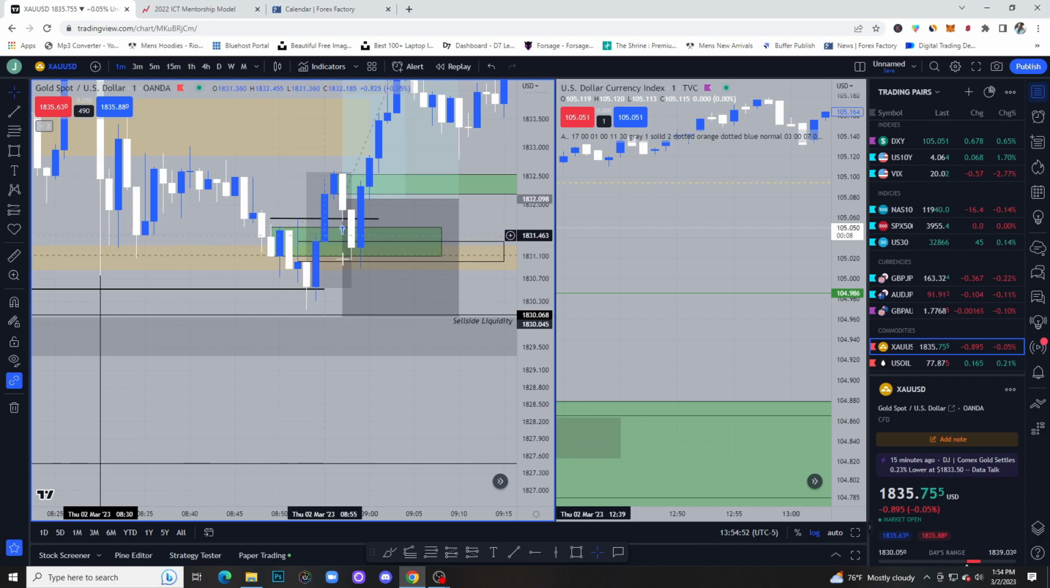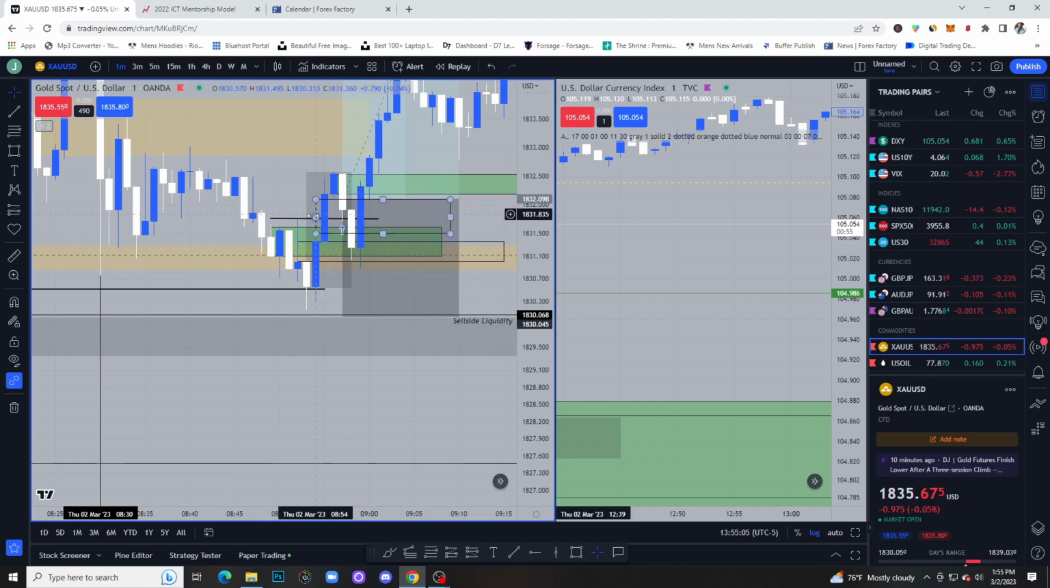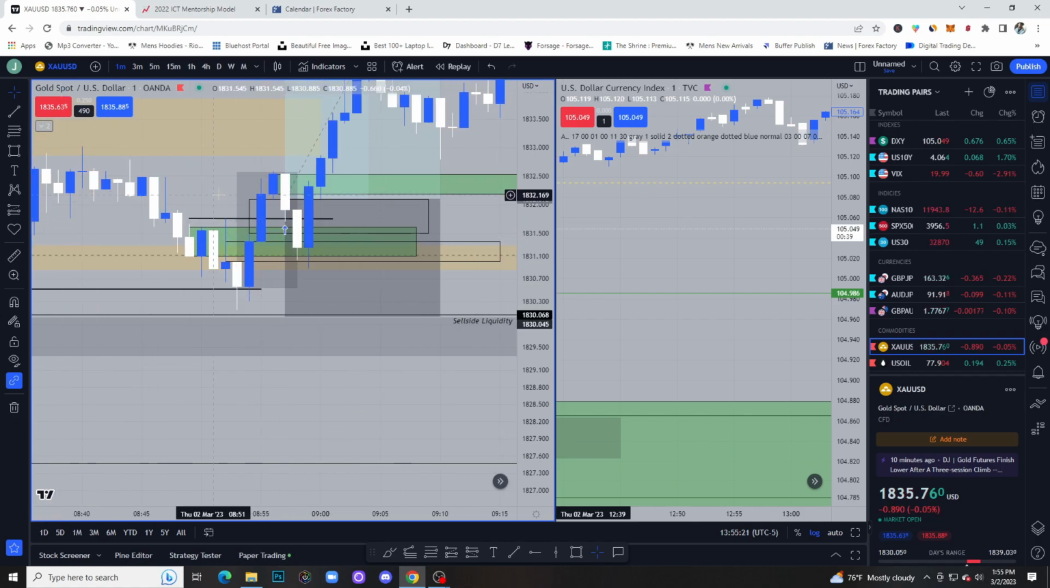Not only that, but we also have a fair value gap right here. Hold on, let me change that. Fair value gap. Boom. And this was my entry right here. This candle right here, I had a limit order right here. This is on paper trading, right? I took this paper trade because I'm currently paper trading right now. No shame in that at all.